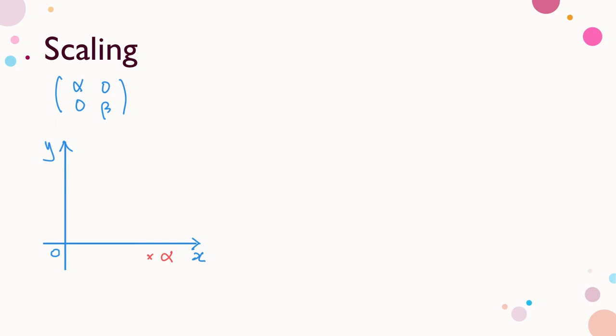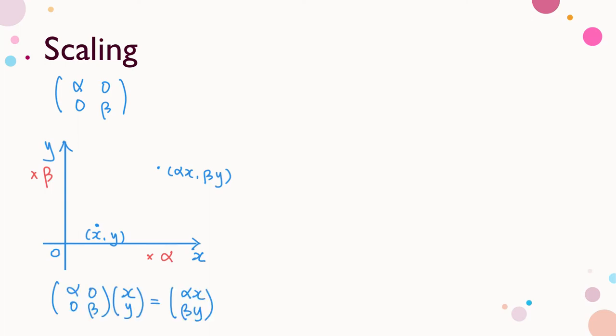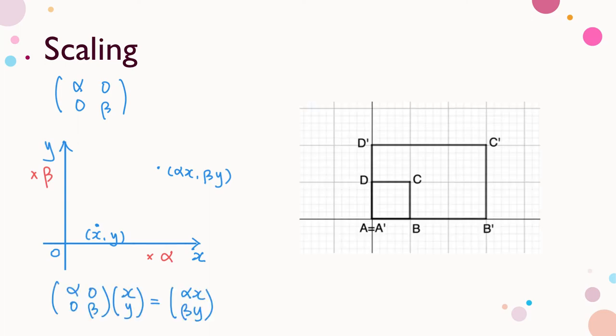Scaling is a linear transformation, which is represented by a diagonal matrix alpha 0, 0, beta. The points on the x-axis are scaled by the factor alpha, and the points on the y-axis are scaled by the factor beta. For a general point xy in R2, the image of the point is given by alpha x, beta y, which can be obtained by doing multiplication. In the diagram, the unit square is scaled by 3 along the x-axis and by 2 along the y-axis. The image becomes a rectangle as shown.